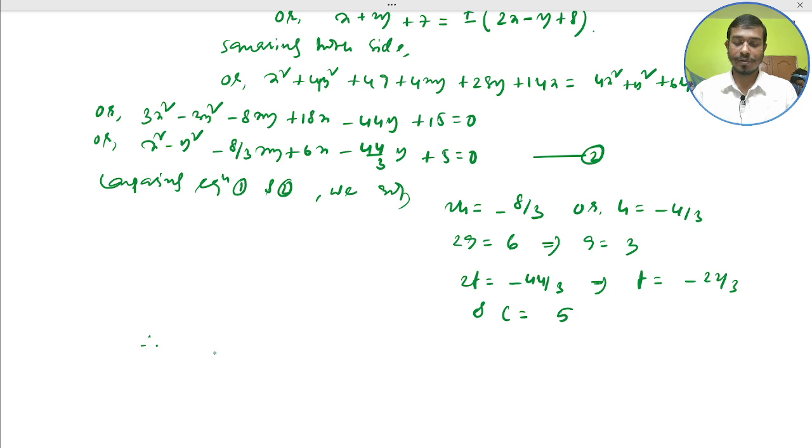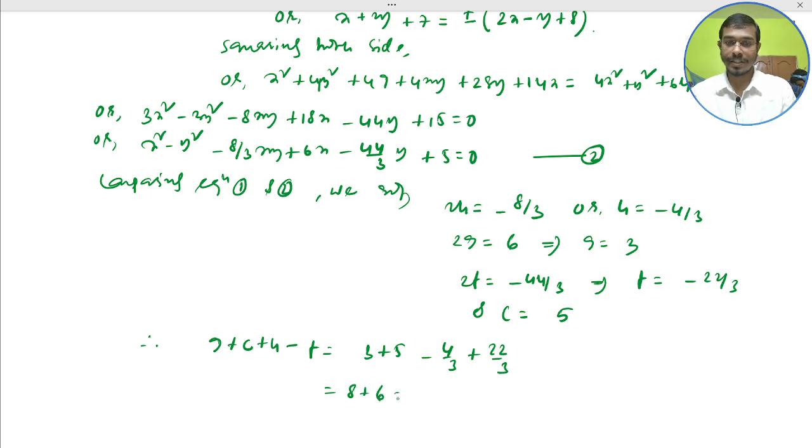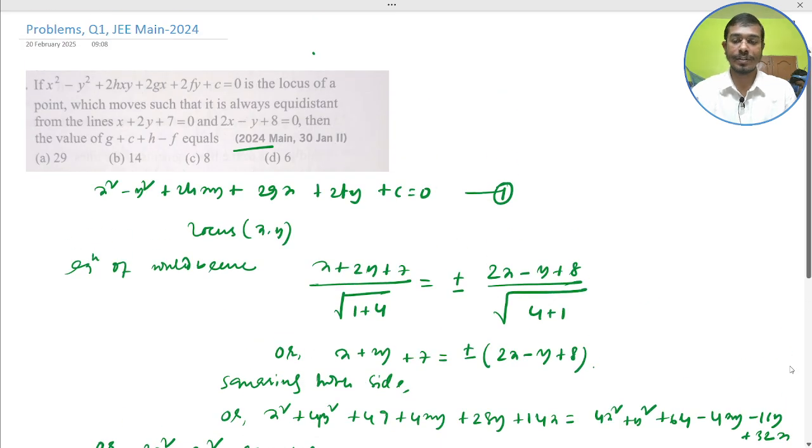So just put these values. You have to find g plus c plus h minus f. Put these values: 3 plus 5 minus 4 by 3 plus 22 by 3, that would become 8 plus 6, 14. 14 would be our correct answer. 14 means option B is correct.